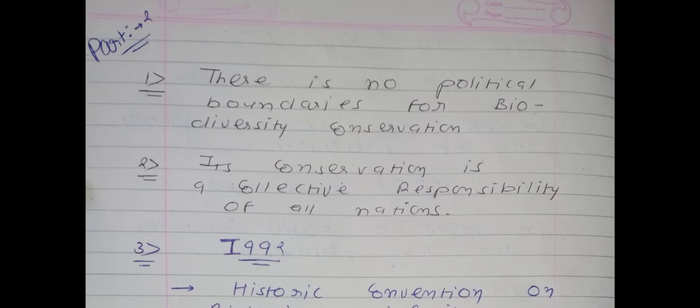There are no political boundaries for biodiversity conservation. It means there is no entry of BJP as well as no entry of Congress. It is not a political issue, but we can say that it is an international issue. So there is no political approach in biodiversity conservation. Its conservation is a collective responsibility of all nations. It is not the responsibility of only one nation, like India is doing it and America is not. No, it is a collective responsibility of all nations of this world.